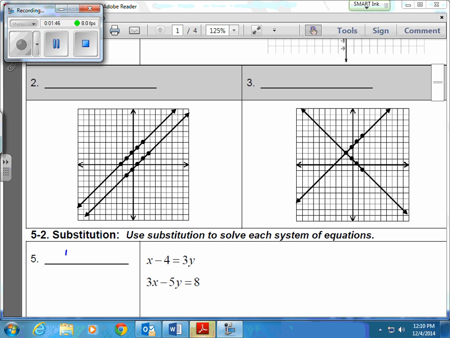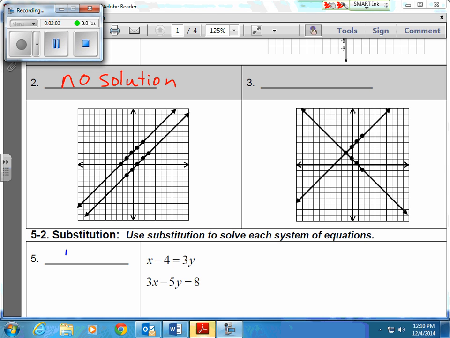Okay, on number 2, if I was asked to solve this system of equations, I noticed that both of these lines are parallel, and so parallel lines will never intersect, and so they would have no solution.